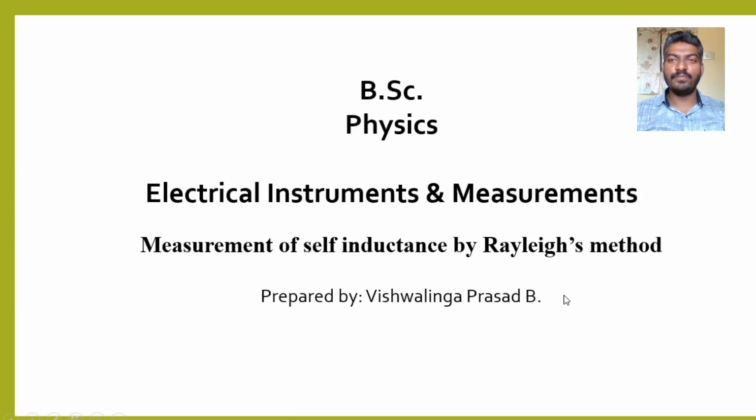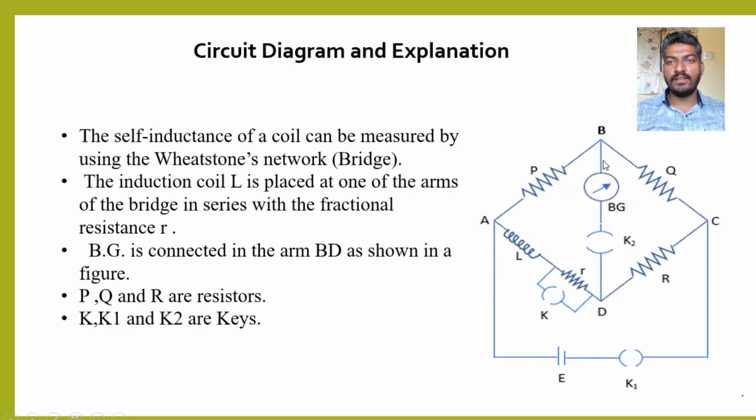In this session, we're going to study the measurement of self-inductance by Rayleigh's method. The circuit is Wheatstone's network, or we call Wheatstone's bridge. Usually Wheatstone's network contains 4 resistors P, Q, R and S. If the bridge is balanced, then the galvanometer shows 0 deflection.